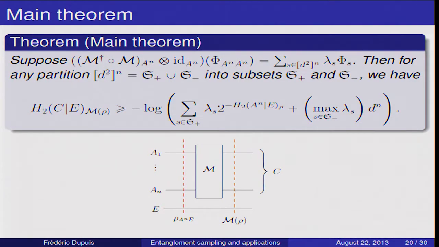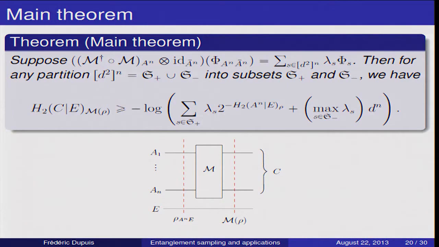Excuse me, it's a bit technical, but suppose that our channel has this nice linear decomposition here. So we can decompose it into a whole bunch of terms. Well, it turns out that there's a way to get a bound by splitting all of these terms into an easy to bound set and a hard to bound set. And we get an expression like this.